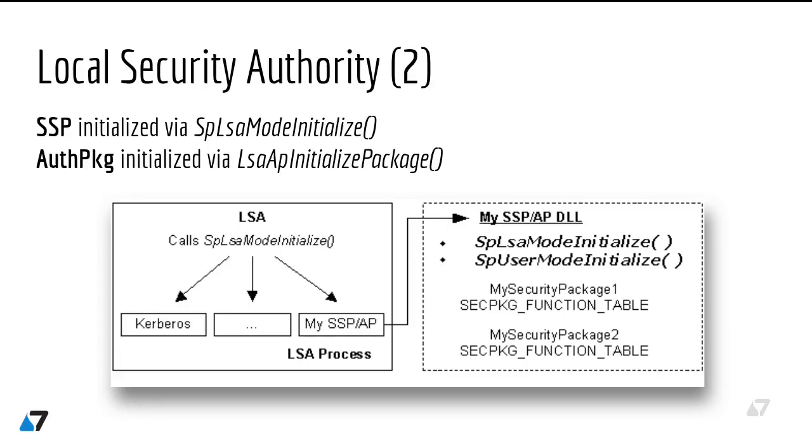Okay, and those function pointers are passed to the LSA in an array which is called the SECPKG_FUNCTION_TABLE structure. So in this example, you see that my SSP DLL provides two security packages, MySecurityPackage1 and MySecurityPackage2. Okay, and both these structures hold pointers to specific functions which have to be provided by the SSP DLL.